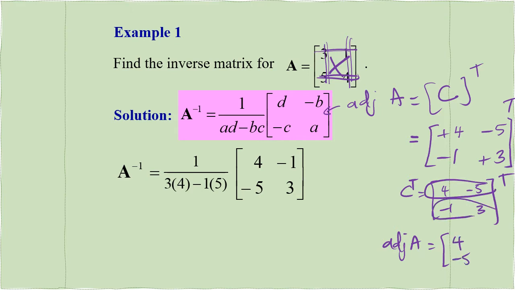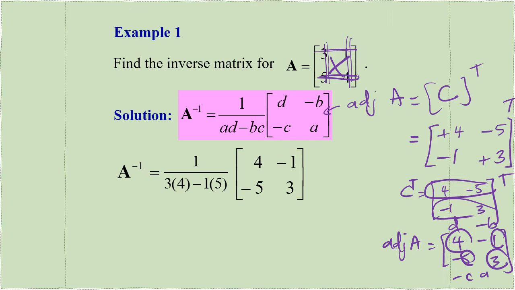The first row becomes the first column, and the second row becomes the second column. So we have 4, negative 1, negative 5, 3, where 4 is D, 3 is A, negative 1 is negative B, and negative 5 is negative C. So we can directly use this formula for 2 by 2 matrices. This formula actually comes from the adjoint matrix method. I just want to revise how we get this formula from the adjoint method.